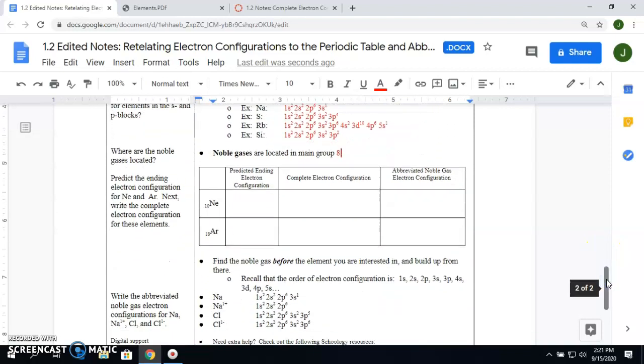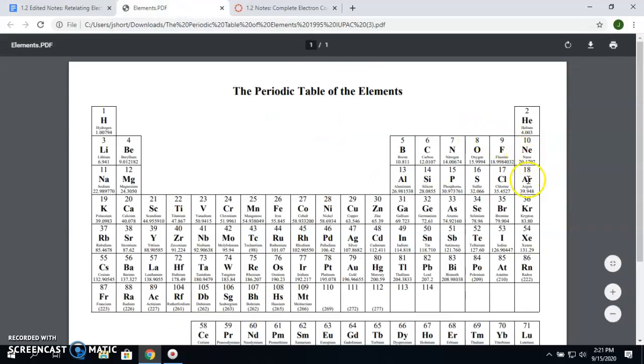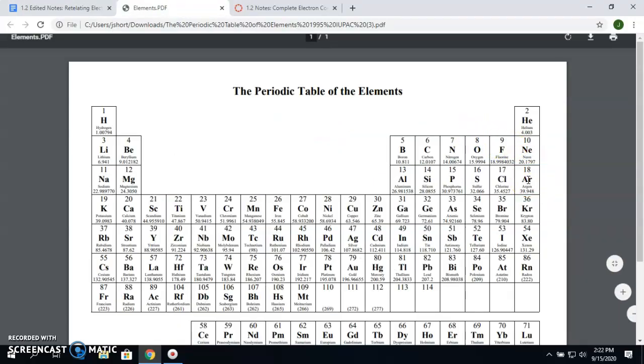Okay, I want you to hit pause in just a second, and I want you to predict the ending electron configuration for both neon and argon, which are both group 8 noble gases. Take a minute and predict the ending electron configuration for neon and argon. Okay, for neon, we would predict it ends in 2p6, and for argon, we would predict it ends in 3p6.